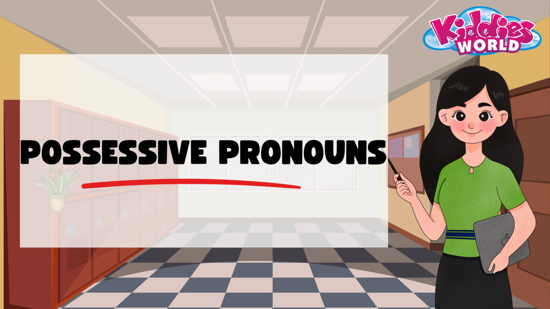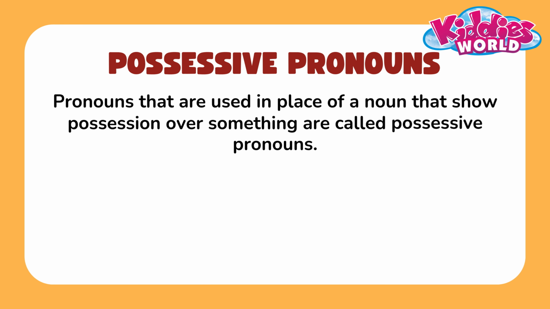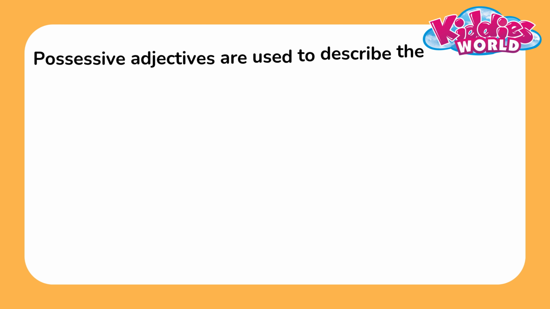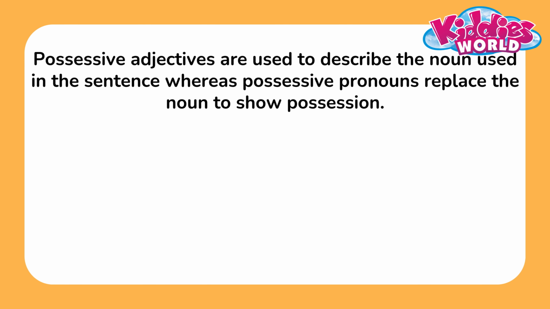Possessive pronouns. Pronouns that are used in place of a noun that show possession over something are called possessive pronouns. Check the example pairs. As we have learnt in the previous grade, possessive adjectives are used to describe the noun used in the sentence, whereas possessive pronouns replace the noun to show possession.